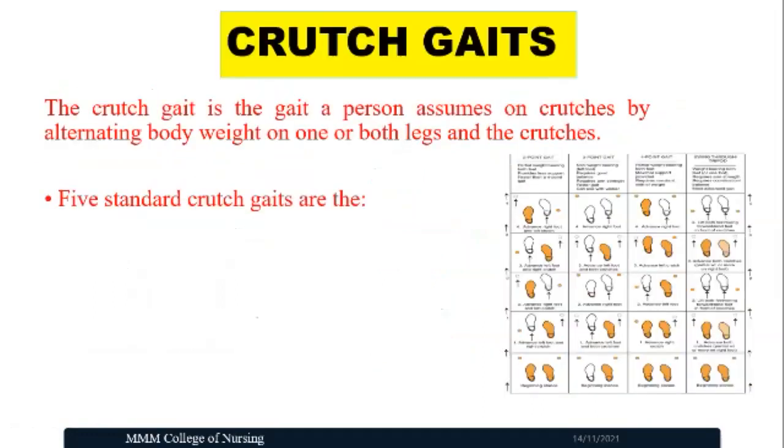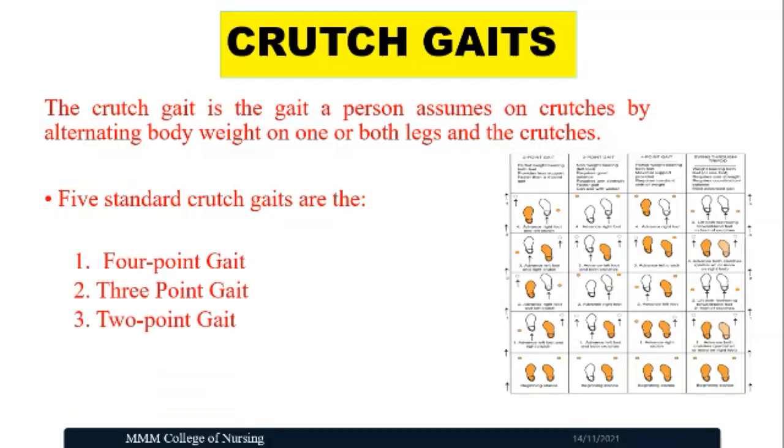Next, we'll see the crutch gaits. The crutch gait is the gait a person assumes on crutches by alternating body weight on one or both legs and crutches. There are different types of crutch gaits. Commonly, we use five standard crutch gaits, which are 4-point gait, 3-point gait, 2-point gait, swing-to gait, and swing-through gait. Let us discuss in detail each of these gait patterns.